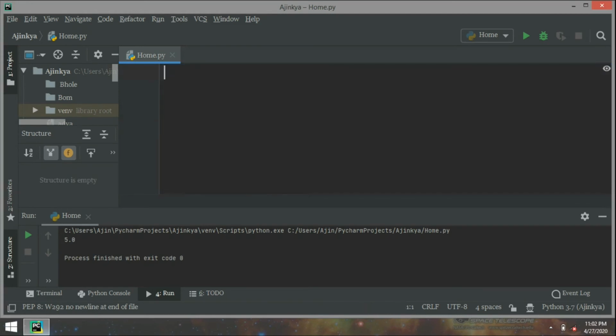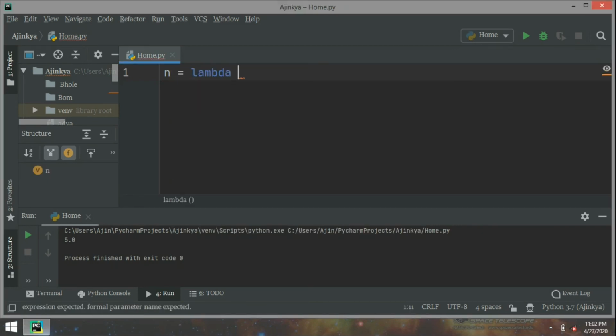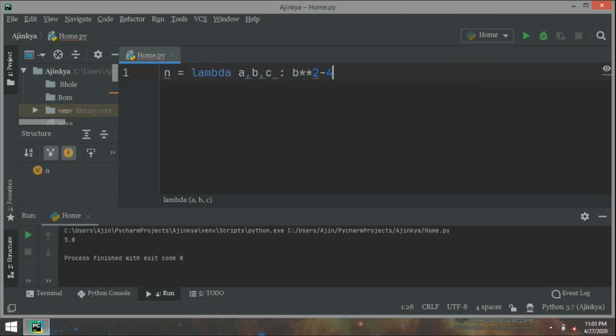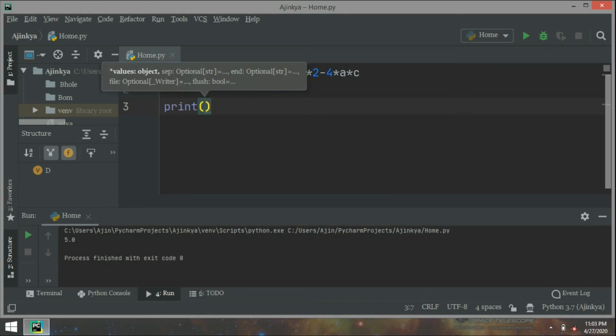So just look at the syntax of the lambda functions. Again, I'm using another one, n equal to lambda, and here I take three values a, b and c. And there I calculate the discriminant, b square minus 4ac. So b square minus 4 into a into c. This quantity will be stored into D, capital D stands for discriminant. Now I just print, and I pass the coefficients of the quadratic equation.